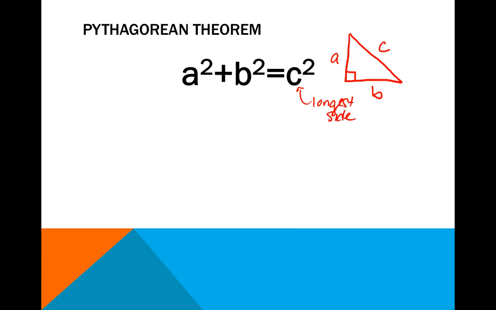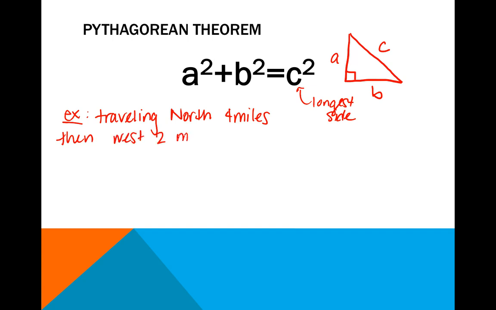And so as far as the problems today go, you might see something where, because they're word problems, you have an individual that's traveling, we'll say north 4 miles, then west 2 miles. And then the question is, how far are they from home?